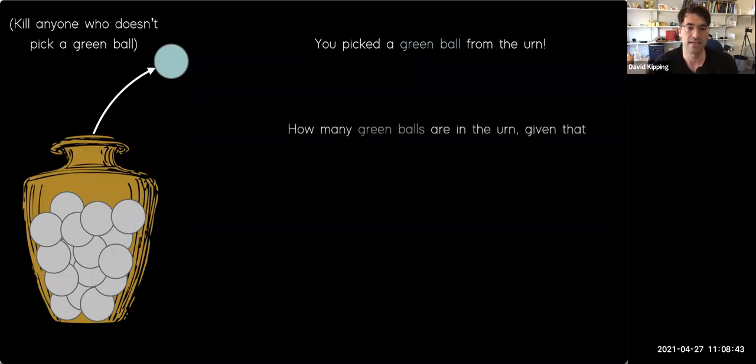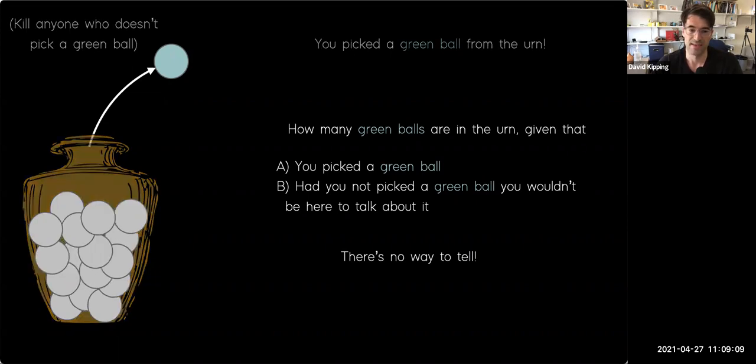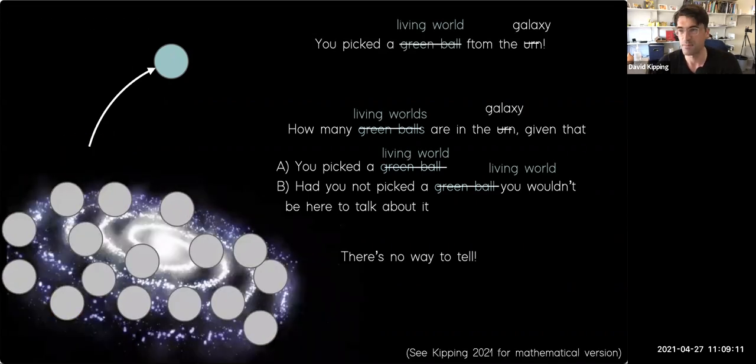So you picked a green ball, and now I want to ask you the question, how many green balls are in the urn, given that A, you picked a green ball, and B, had you not picked a green ball, you wouldn't be here to talk about it. Now, it doesn't matter how good you are at statistics, you won't be able to work that one out, because it's an impossible problem. There's no way you can figure out how many green balls are in that urn on those conditions. And this is just the same thing that we're doing in the galaxy.